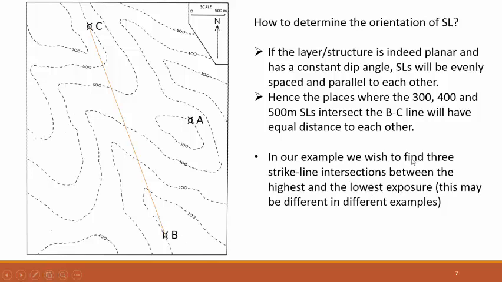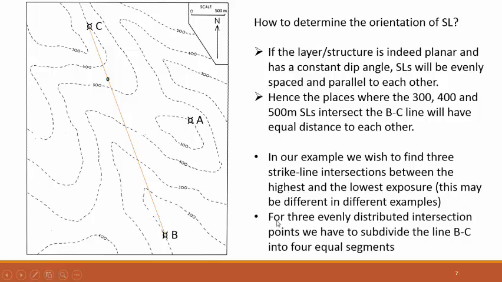In our example, we want to find these 3 strike line intersections between the highest and the lowest exposure, and that means for 3 evenly distributed intersection points, we have to subdivide the BC line into 4 equal segments. That's what we have done here. 1, 2, 3, 4 equal segments, which means we have added 3 evenly spaced points between B and C.